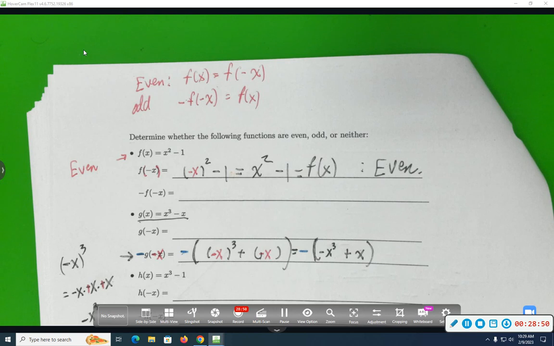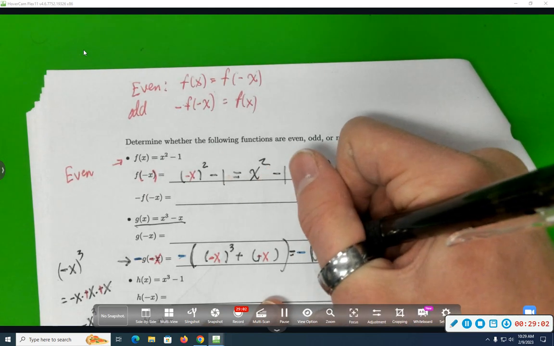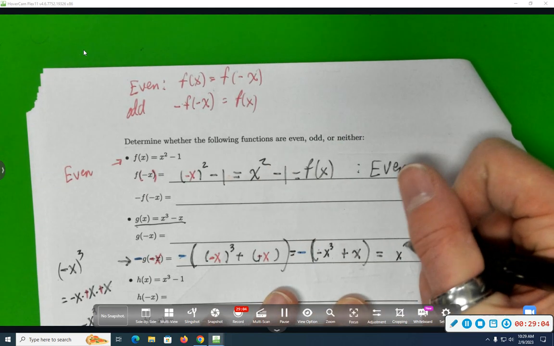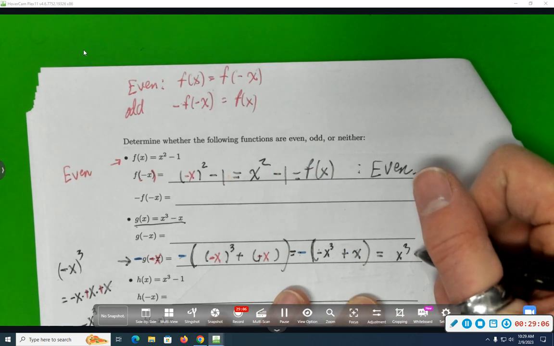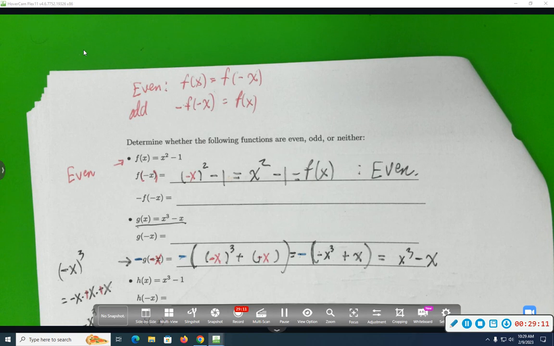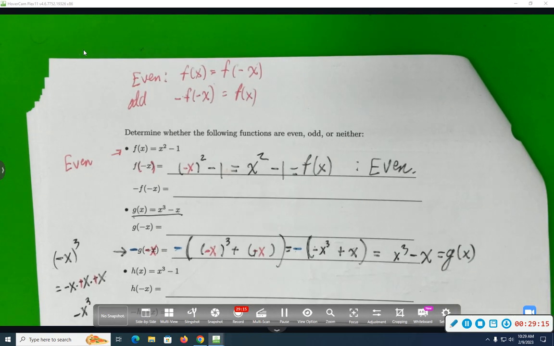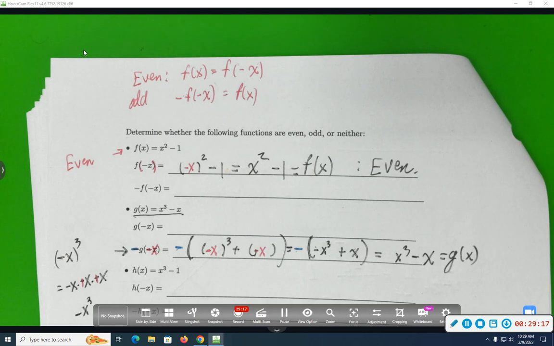Distribute the negative from the outside to the inside. I know any of these tests could have been done in any order, so we're doing things slightly differently. That's cool. Distribute this negative through. Negative of a negative is positive x cubed. Negative of a positive is negative, minus x. Is that the same as the formula for g of x? This thing is odd. Nice.